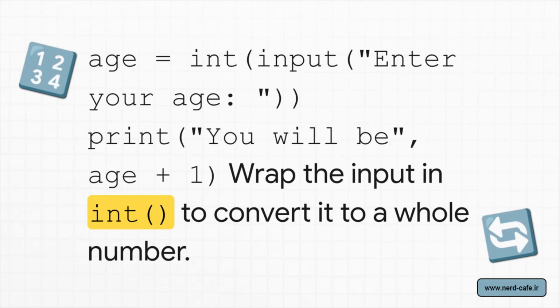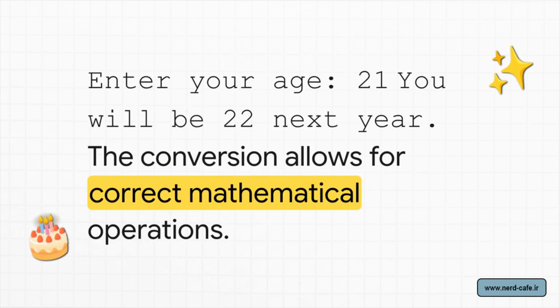So, see what we did here? We've wrapped our input function inside another one, int. That's our direct instruction to Python. It says, go get the user's input, and whatever they type, please convert it into an integer, a whole number. And once it's a number, we can do math with it, like adding 1. And here's the proof it works. The user types 21, Python sees that string and converts it to the number 21, adds 1 to get 22, and prints out the result. The conversion was a total success.